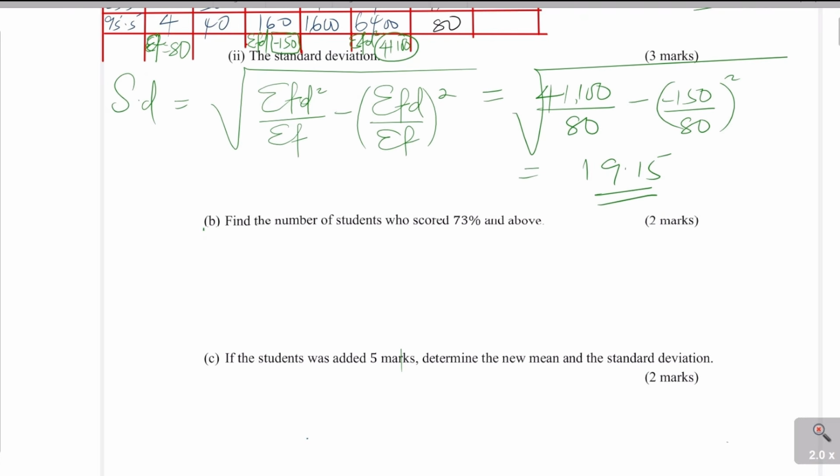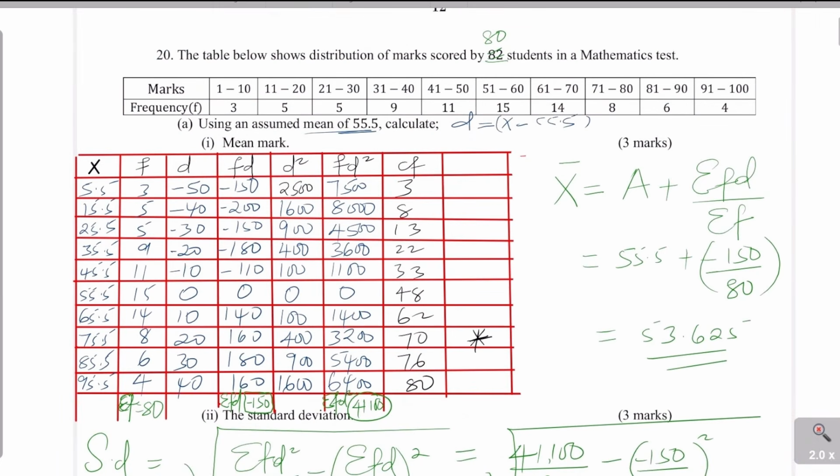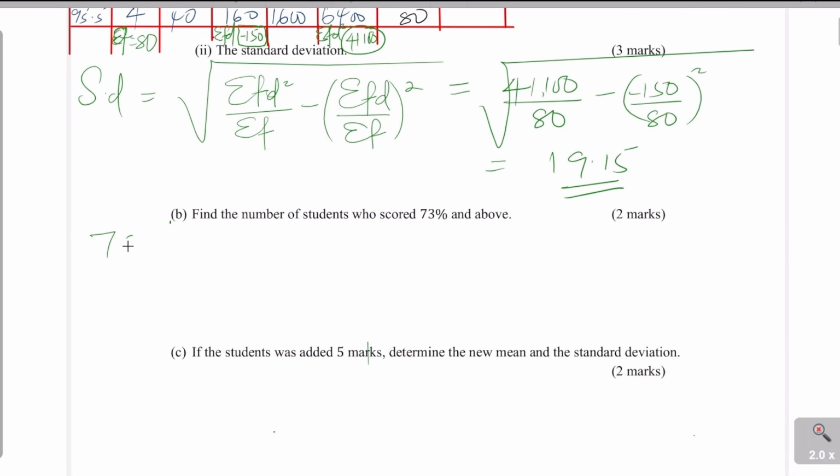Find the number of students who scored 73% and above. So let's go to the classes. You can see 73 and above will be in this class where we have 71 to 80. So we need to get the number of students who are able to score from 73 to 80 first. We get the number of students in that particular class. From 73 to 80, you can see that this is an interval of how many marks? These are 7 marks.